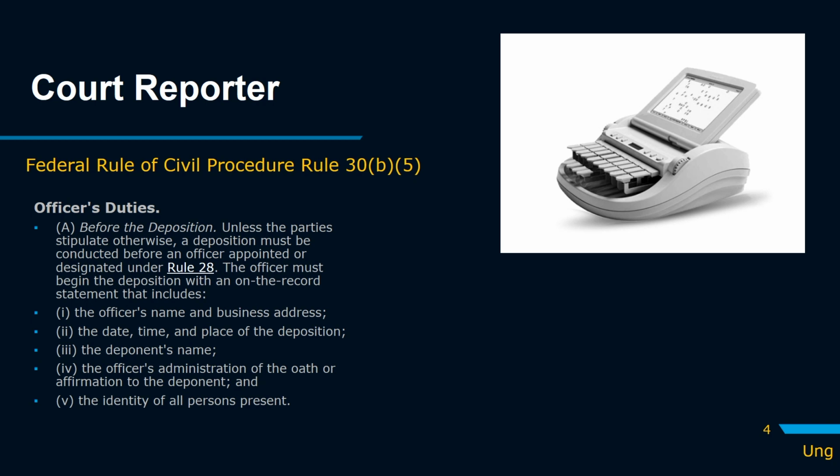Once the witness is under oath, the court reporter will state his or her name, the business address, the time, date, and address of the deposition, the name of the witness, and identify the people at the deposition. For example, the start of a deposition can go something like this.